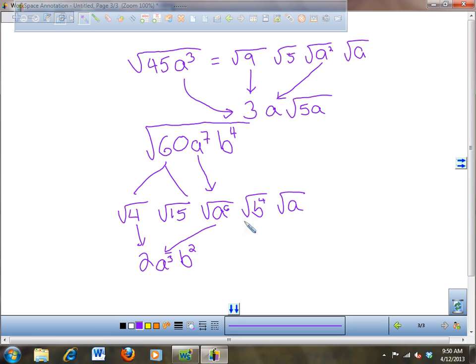And then the stuff that you can't pull out has to stay in the box. So times the square root of 15a. So this thing here simplifies to this. And you say, how is that simpler? I don't know. It just is, but that's what you're supposed to do with it. All right.